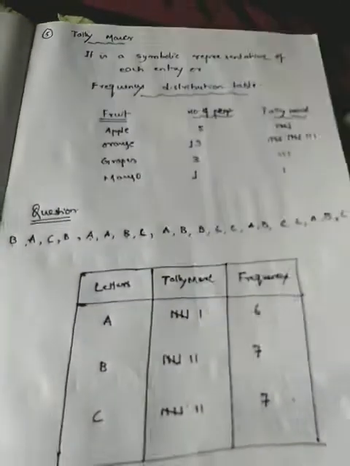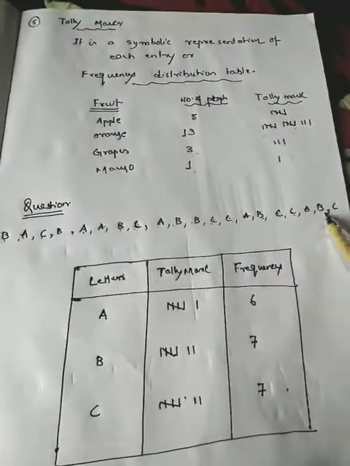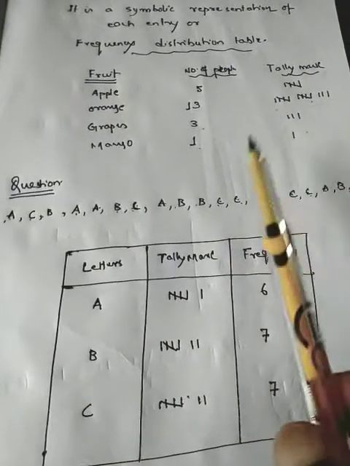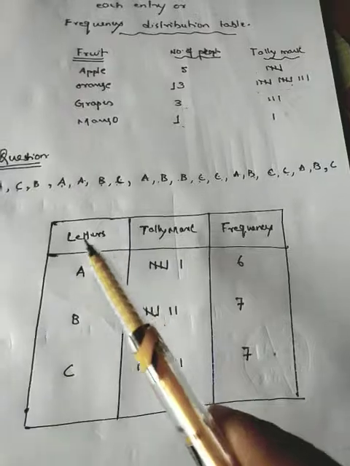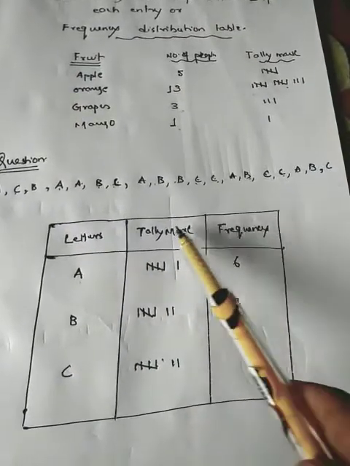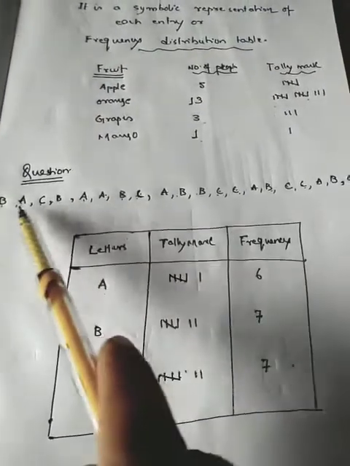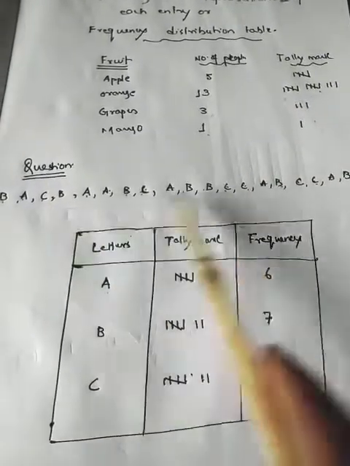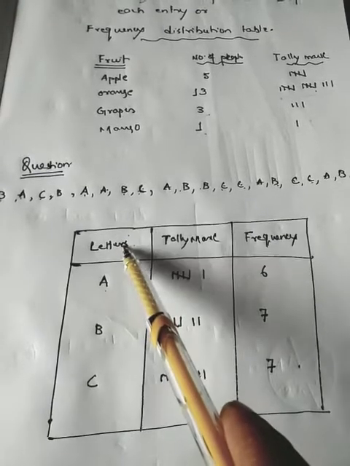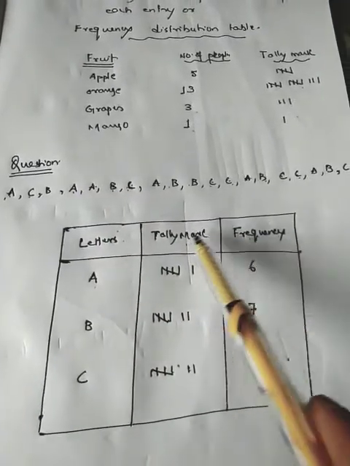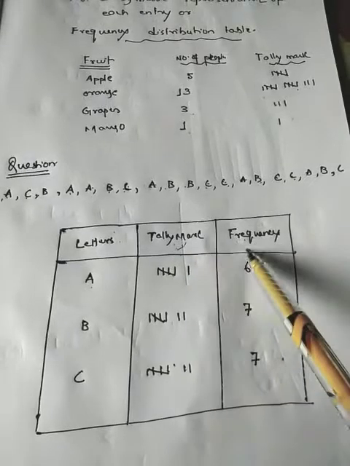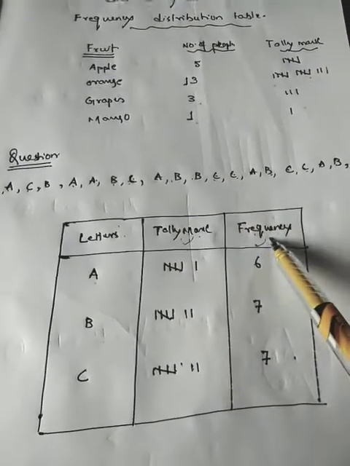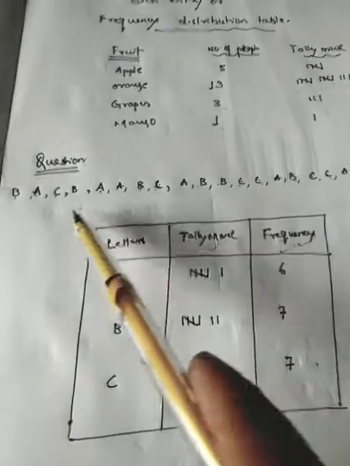Now, I've given another example. Suppose these are some of the entries given in the question, and they have asked to draw a frequency distribution table. Whenever you see in the question that a frequency distribution table is needed, you have to draw this box where the first column represents the letters, because the letters have been given. If marks are given, then you will write marks. If temperature is given, then you will write temperature. The first column is entirely related to the question, but the last two columns are always the same for every case. The middle one will always represent the tally mark, and the last column will represent the frequency.